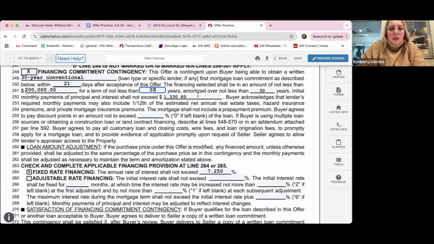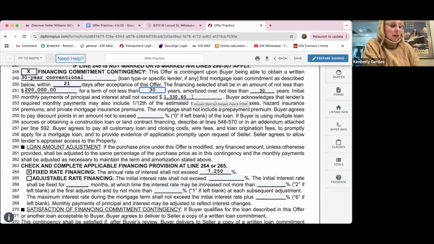And then the monthly payments of principal and interest. Again, this is just for the loan. It doesn't include any taxes or PMI or home insurance or special assessments. This is just the amount of principal and interest that the buyer is obligated to pay every month. And this reflects 20% down at a 7.25% interest rate. And I think I'm going to just double check that on my mortgage calculator. Please hold.